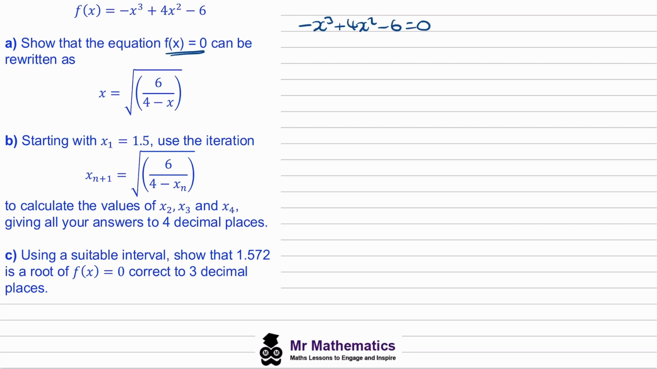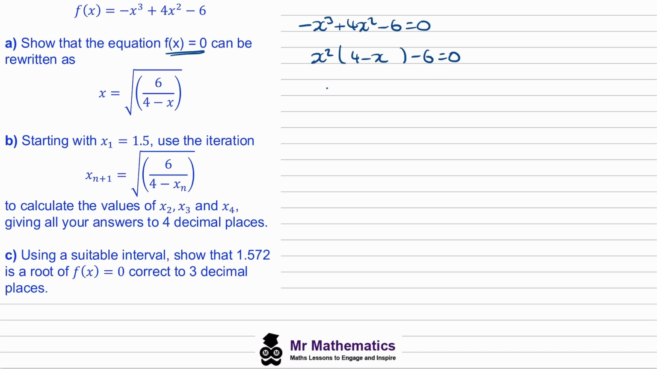Now we need to identify which of these x terms to make the subject. The clue is this 4 minus x term. If we need this to be a 4, then we have to factor out the x squared. So we'll have x squared multiplied by the negative x plus 4 minus 6. And I'll change its bracket to be 4 minus x.